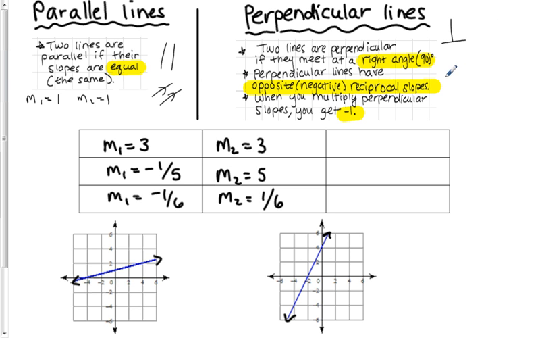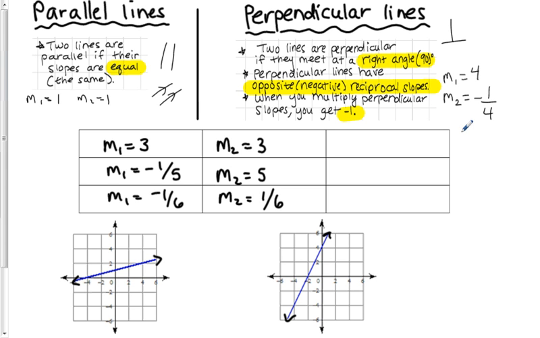So if one of my slopes for line 1 was 4, to be perpendicular, it has to be opposite reciprocal. What that means is, if my slope is positive, then my perpendicular slope has to be negative. So I'm going to go ahead and write a negative here. And then reciprocal means that you kind of flip it. So right now it's 4 over 1, so we want 1 over 4. So that would be a perpendicular slope.